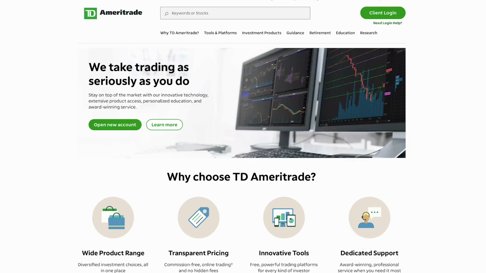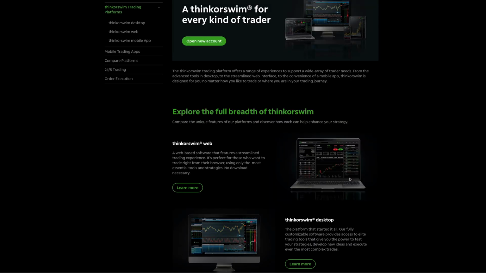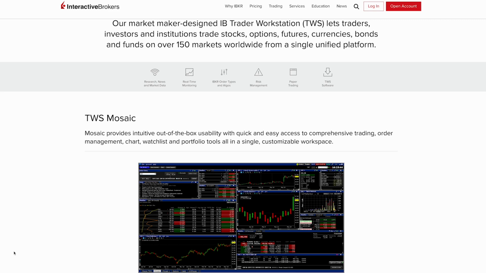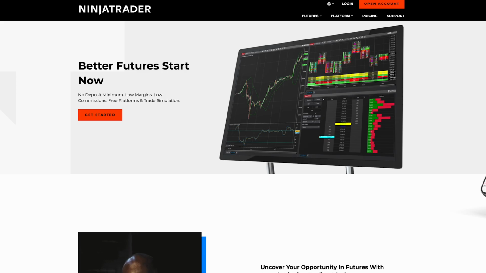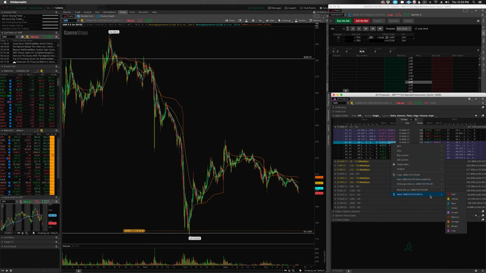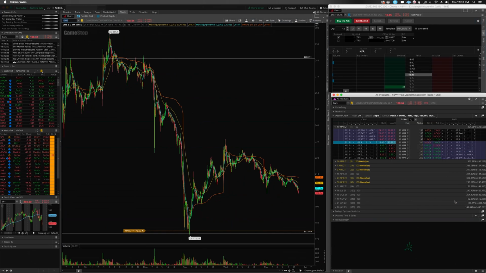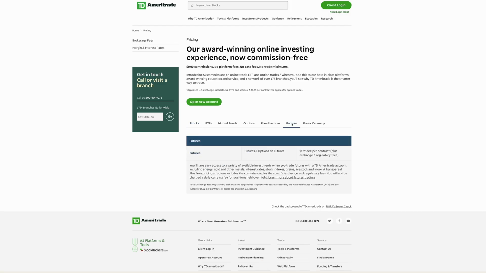For example, TD Ameritrade has Thinkorswim. Interactive Brokers has their Trader Workstation platform. TradeStation has TradeStation, and NinjaTrader has NinjaTrader. Some platforms and brokers are better suited for different types of trading too. For instance, Thinkorswim is a great platform for trading stocks and options, but TD Ameritrade's futures fees are really expensive compared to the other brokers out there, so it's not the best place to trade futures.